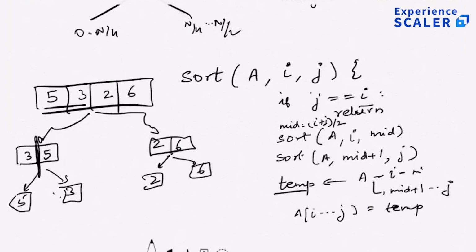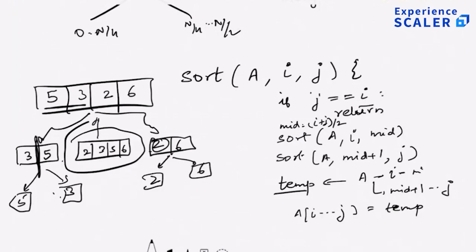Very similarly, 2, 6 remains 2, 6. And then once I have 3, 5 and 2, 6, I merge them to find 2 comes first, then comes 3, then comes 5, then comes 6. And this becomes my actual sorted array, which I replace this with.